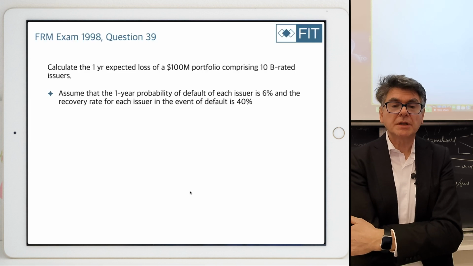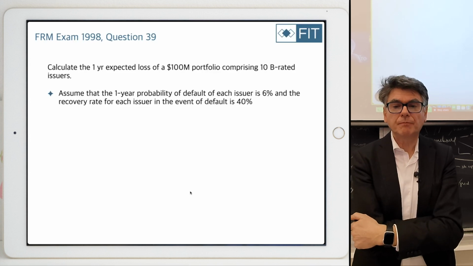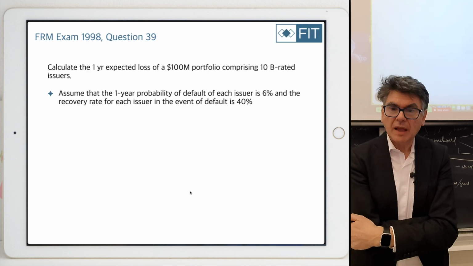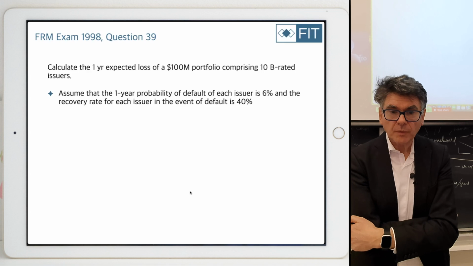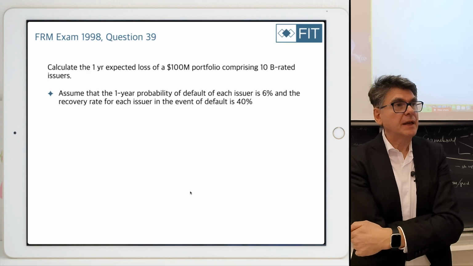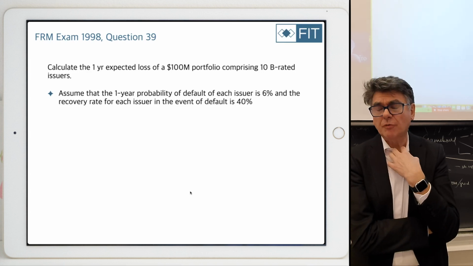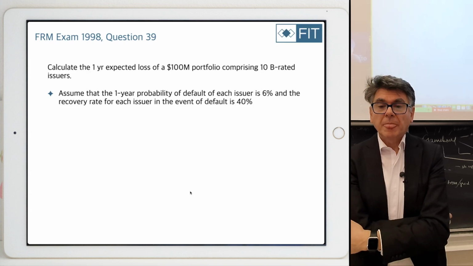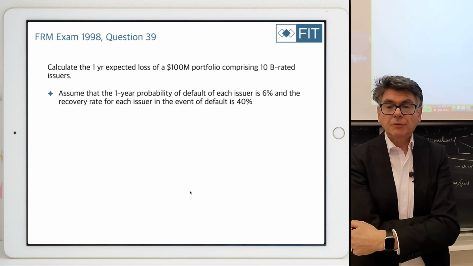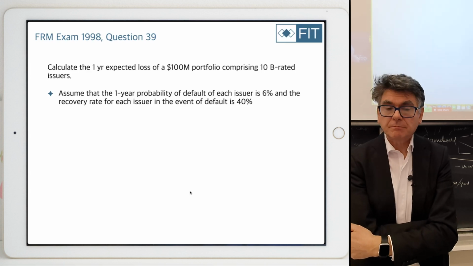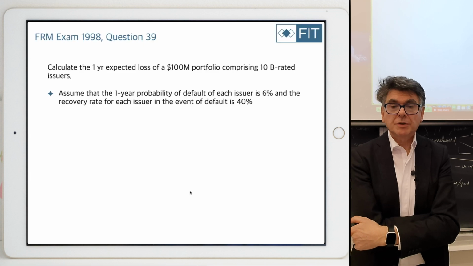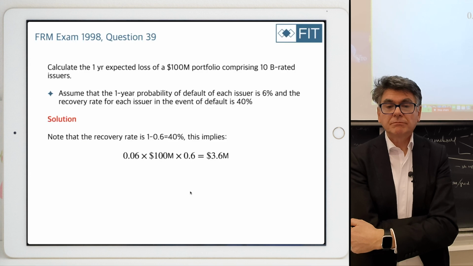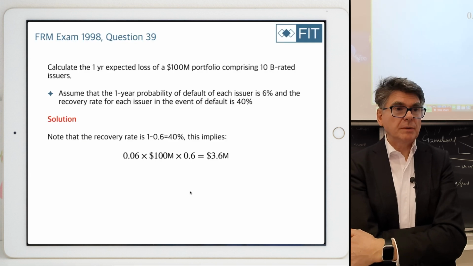I'll just do them. So here's a question: if I give you a portfolio of 10 B-rated bonds, 10 million each, they ask you, this is a question from the FRM exam, which some of you may be considering, what is the one-year probability of default of each issuer, assuming that the recovery is 40% and the probability of default is 6%? It's very simple. You just multiply, right? It's the expected value, and it's just multiplication of those numbers.